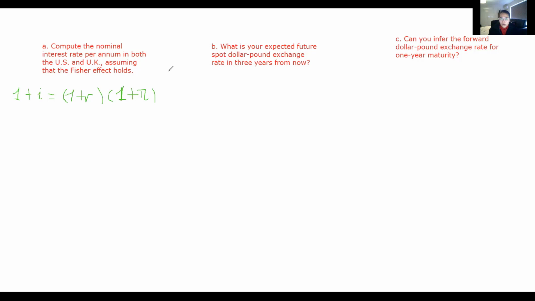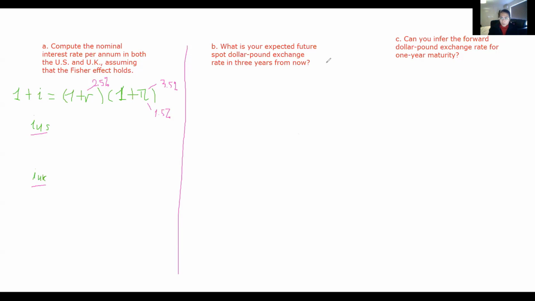I'm going to need you to help me compute the nominal interest rate in the US and the nominal interest rate in the UK, okay? So here, my real interest rate is, as given by the question, 2.5 for both countries. The inflation rate in the US is 3.5, and the inflation rate in the UK is 1.5. So these are the information from the question. Based on this information, can you help me compute iUS and iUK?